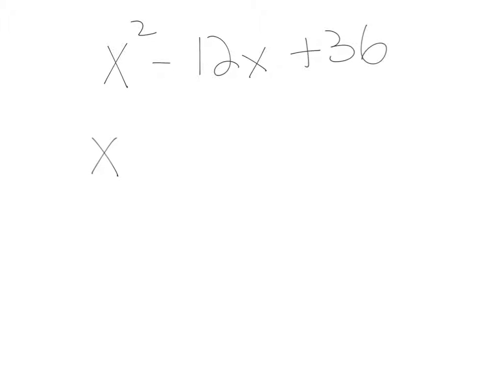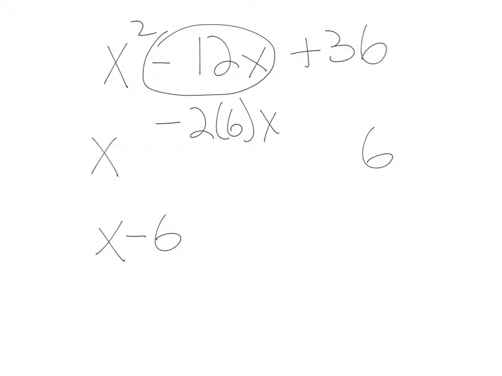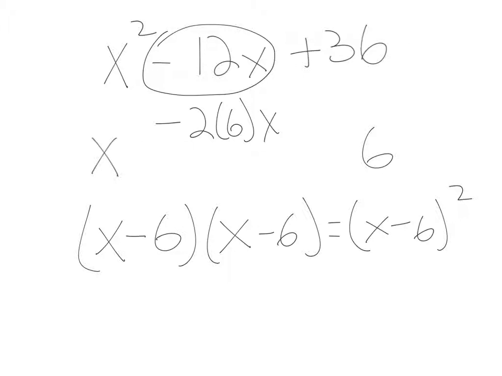Let's look at another example. X squared minus 12x plus 36. Okay. What's the square root of x squared? X. What's the square root of 36? 6. Is this middle term negative 2 times 6 times x? Yes, it is. So we know that this is a perfect square trinomial. In this case, it's x minus, noticing the coefficient on b here, x minus 6 times x minus 6, or x minus 6 squared.